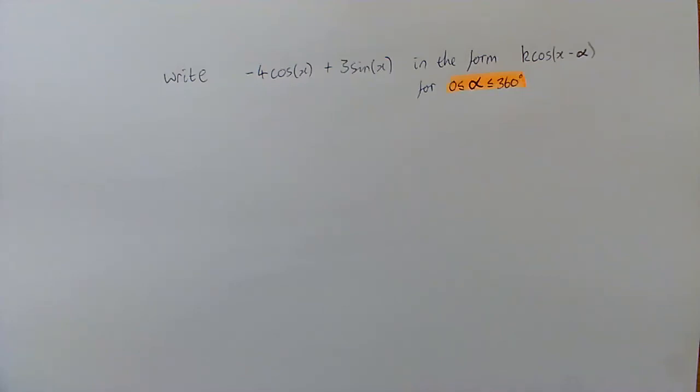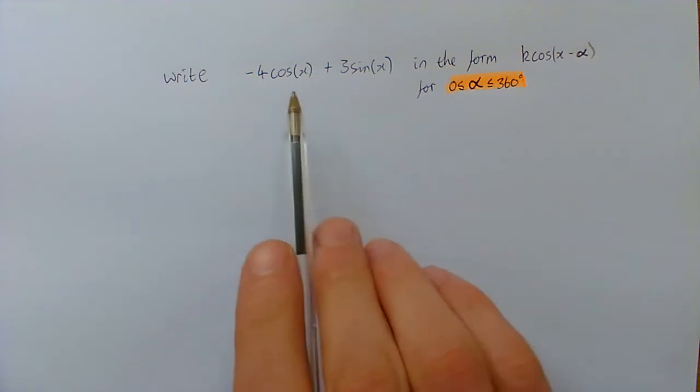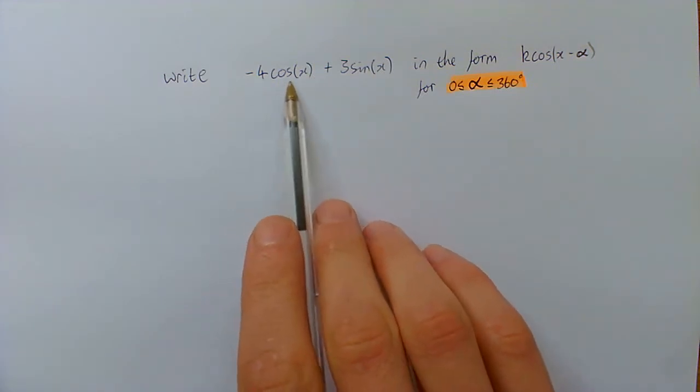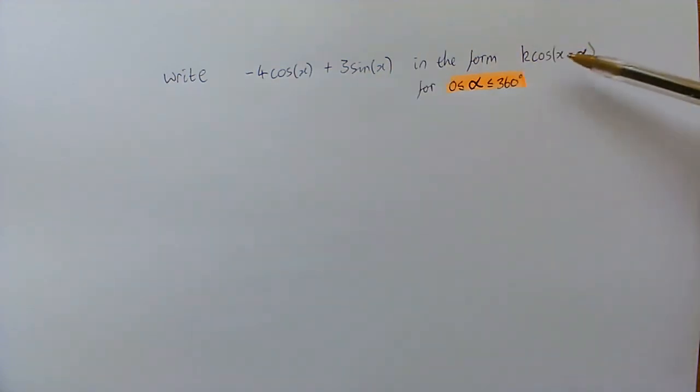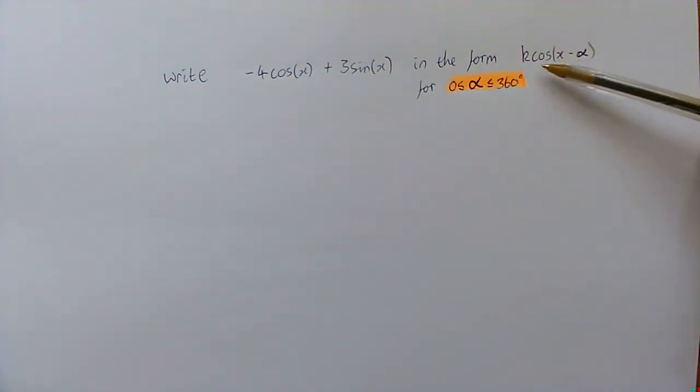So here is an example question of the style that you might get in an exam. Maybe slightly different language used, but the key elements are we're given some expression which contains cosines and sines. We're being asked to change that into the form where it's a single sine or a single cos in this part here.